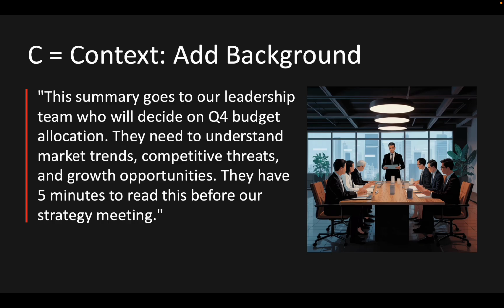Then we have to add context. What background information matters? So you're going to add, this summary goes to our leadership team who will decide on Q4 budget allocation. They need to understand market research trends, competitive threats, and growth opportunities. They have 5 minutes to read this before our strategy meeting. This will help the AI prioritize what matters most.